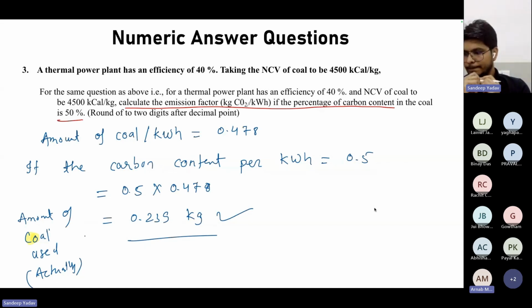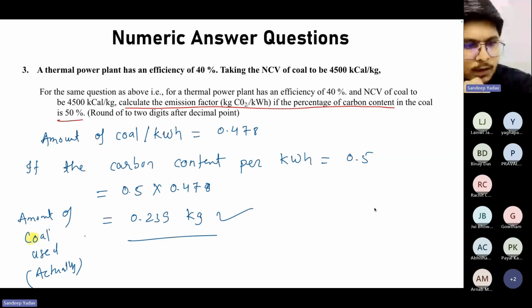Okay, it is given that the carbon content in the coal is 50%. In the lecture there is a question solved by sir also. The coal used per kWh, which we got as 0.478, multiplied by the 50%, then we got the amount of carbon emission in the environment. That's why I'm asking you.